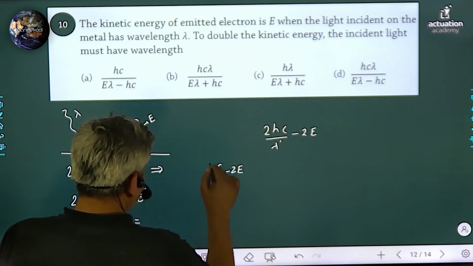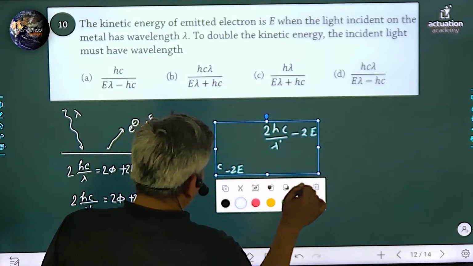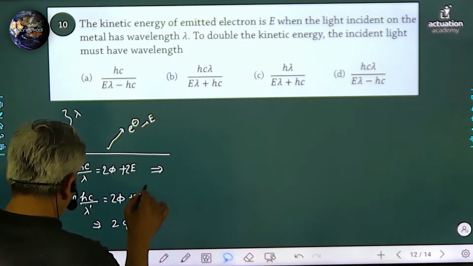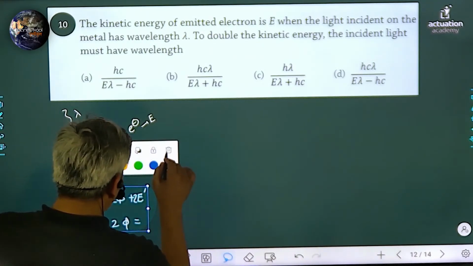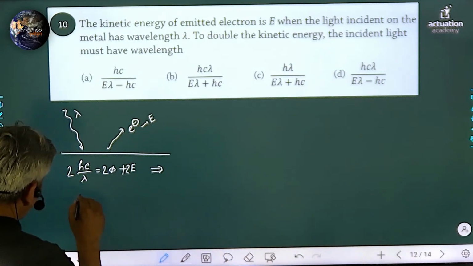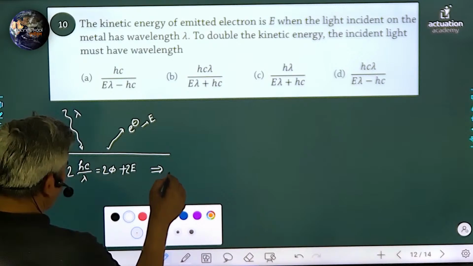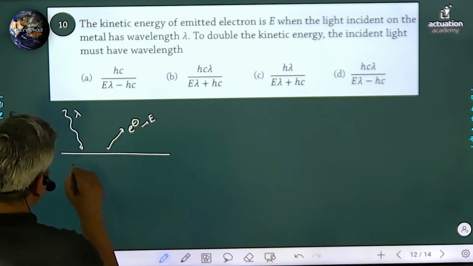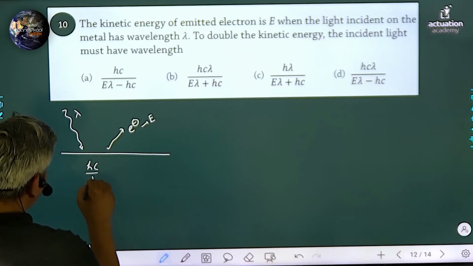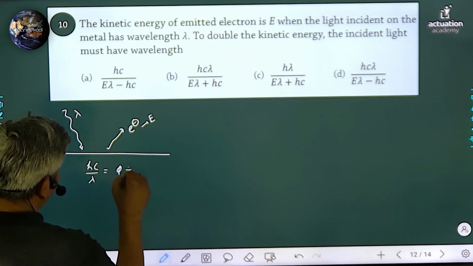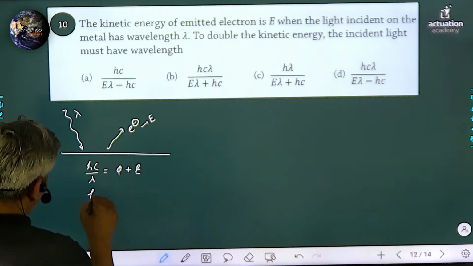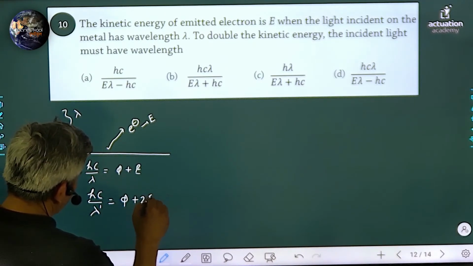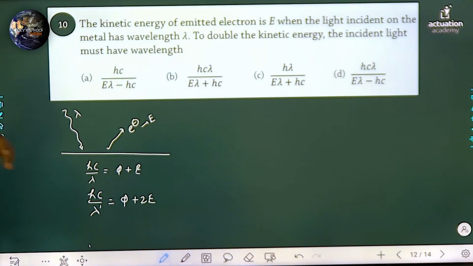I think I have missed out something here. So we need to find out that lambda dash, let me recorrect it. I'll rewrite the complete thing. This is hc by lambda must be equal to phi plus E, and we want hc by lambda dash must be equal to phi plus 2E.